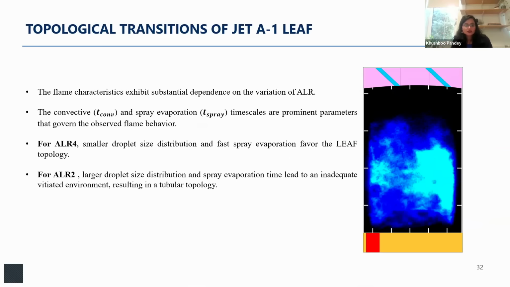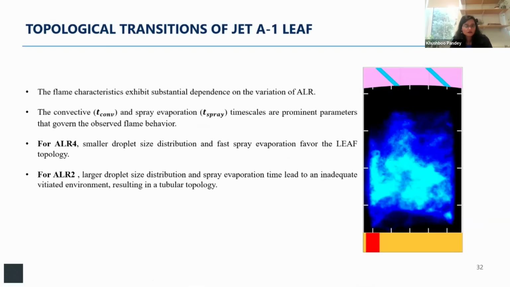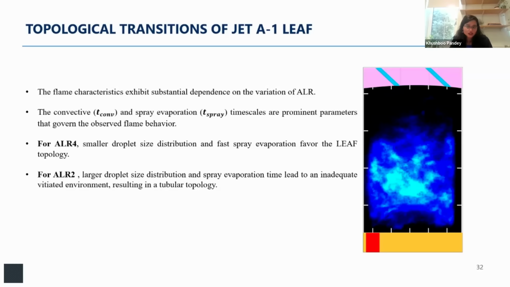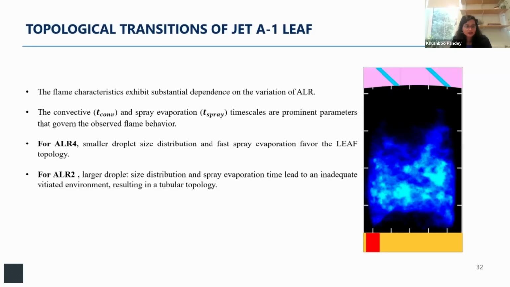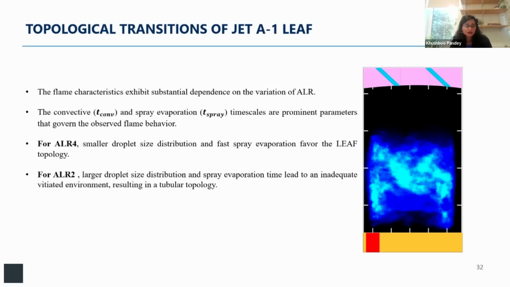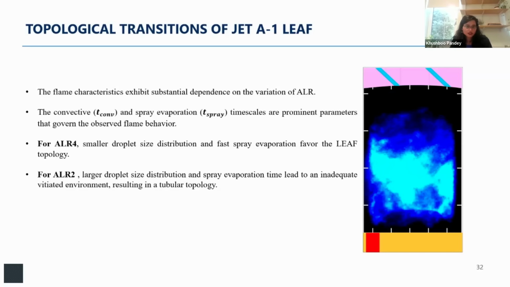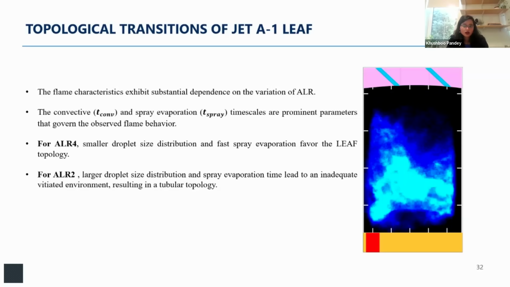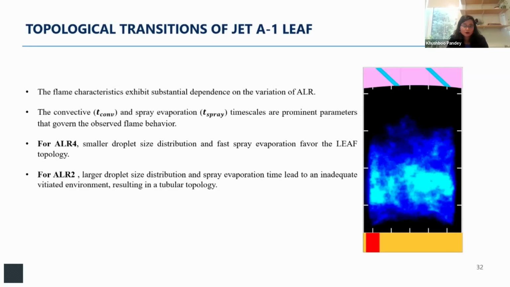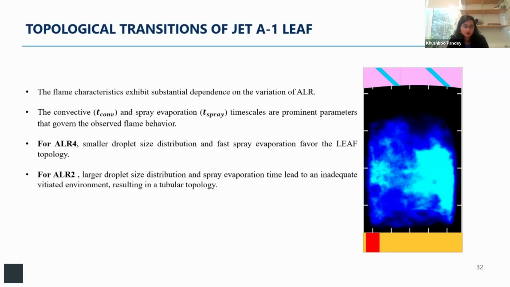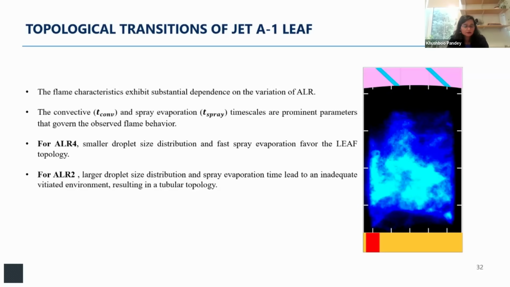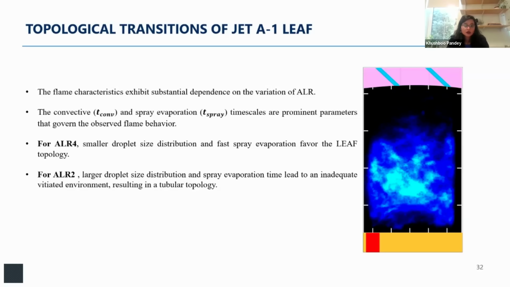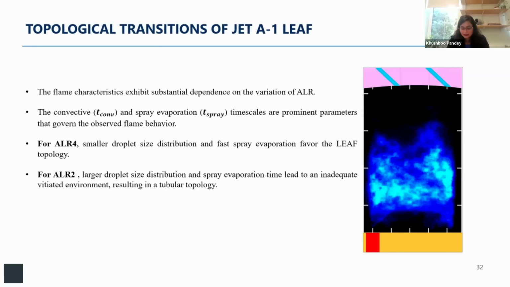So if we recapitulate the topological transitions of the Jet A1 leaf, we see that the characteristics are highly dependent on the variation of ALR, again spray characteristics, and the governing time scale is dependent on the convection and spray evaporation itself. Going back to the basics of spray in cross flow, we can draw a lot of analogies and say that for ALR4, because of the smaller droplet size distribution and better mixing, we have a stable leaf operation, whereas for ALR2, larger droplet size leads to a tubular topology, essentially an unstable configuration.